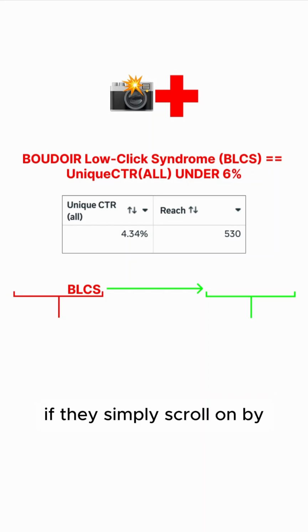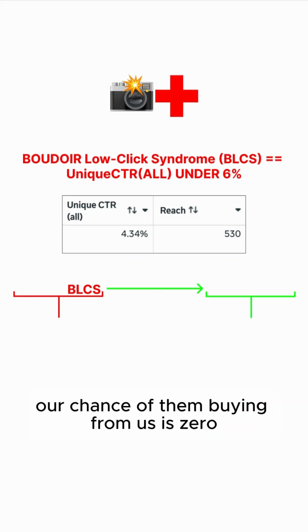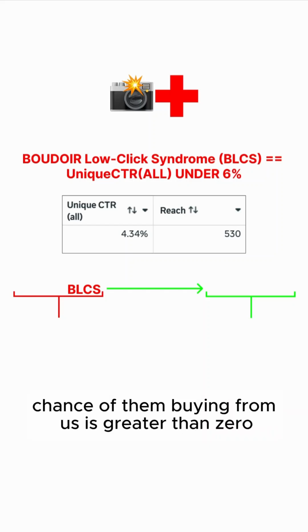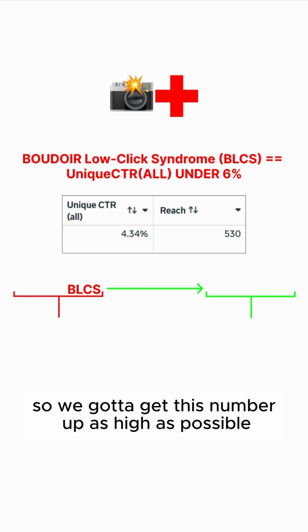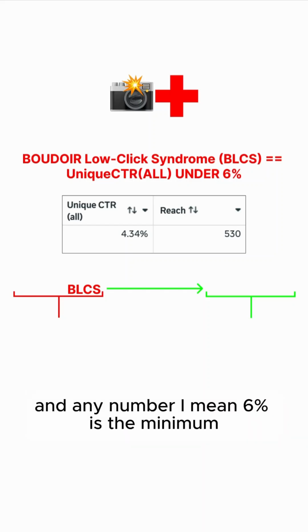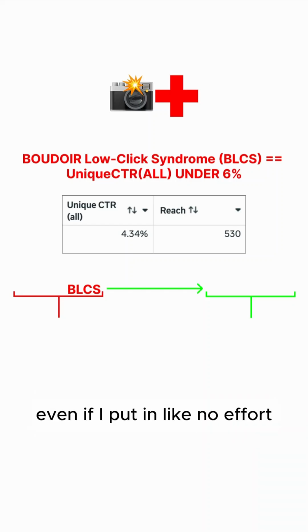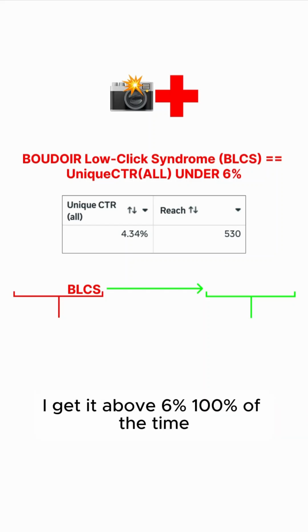If they simply scroll on by, our chance of them buying from us is zero. But if they click somewhere, the chance of them buying from us is greater than zero. So we gotta get this number up as high as possible. And 6% is the minimum. Every Boudoir Facebook ad can be above 6% easy. Even if I put in no effort, I get it above 6%, 100% of the time.